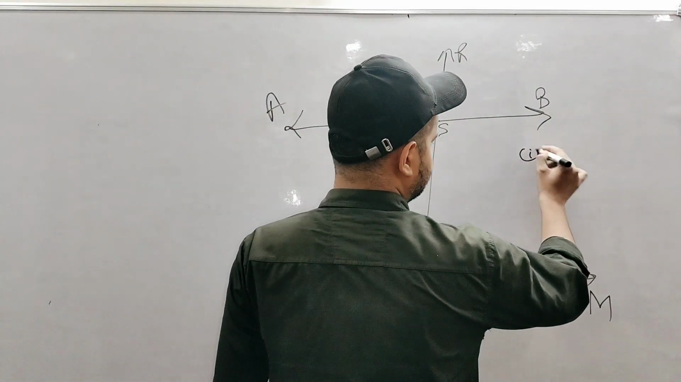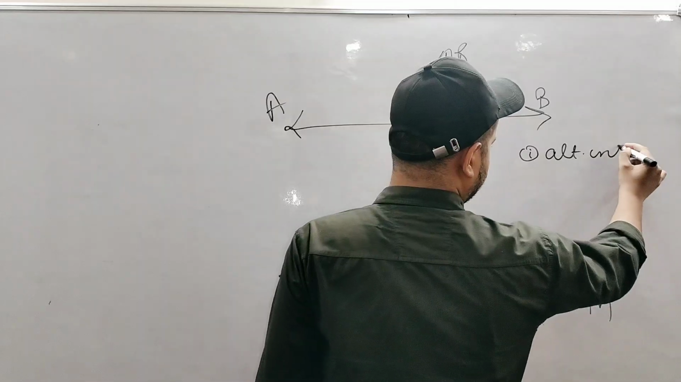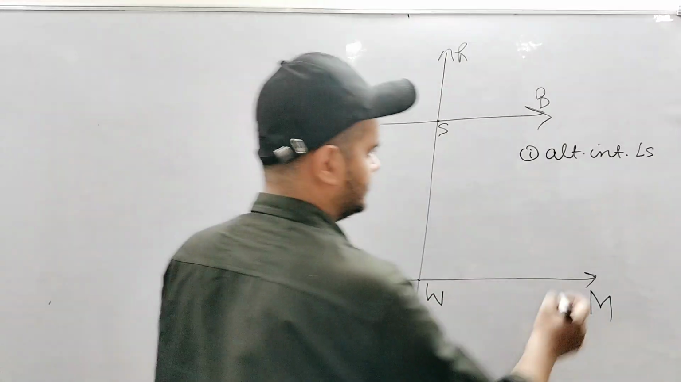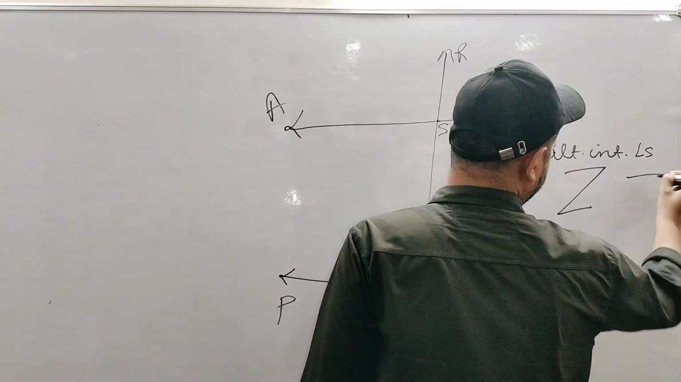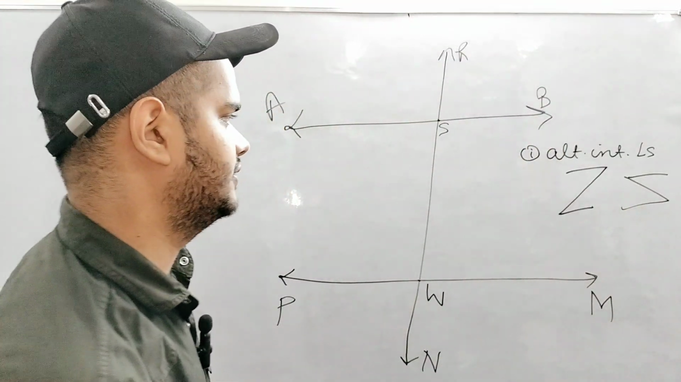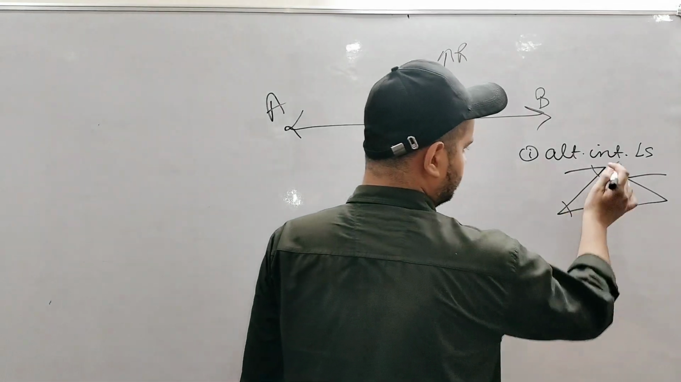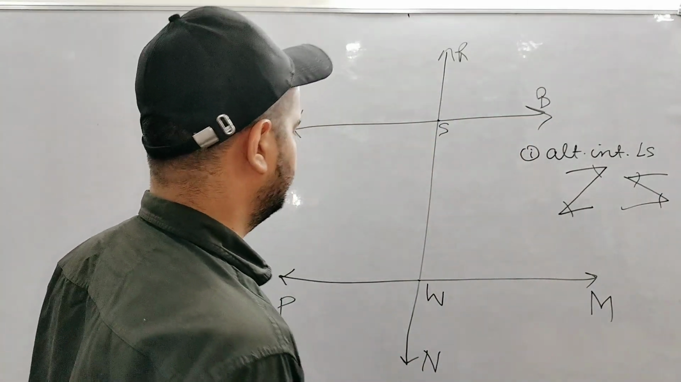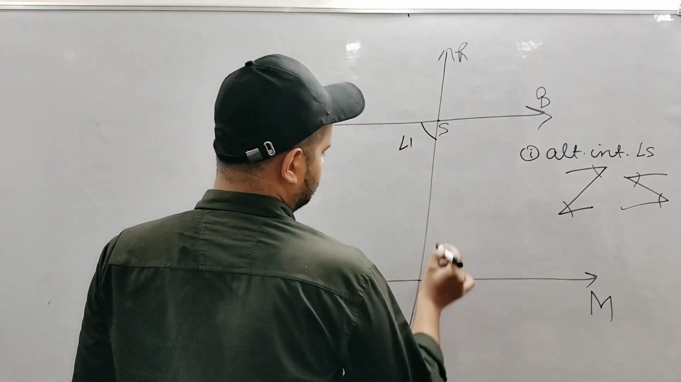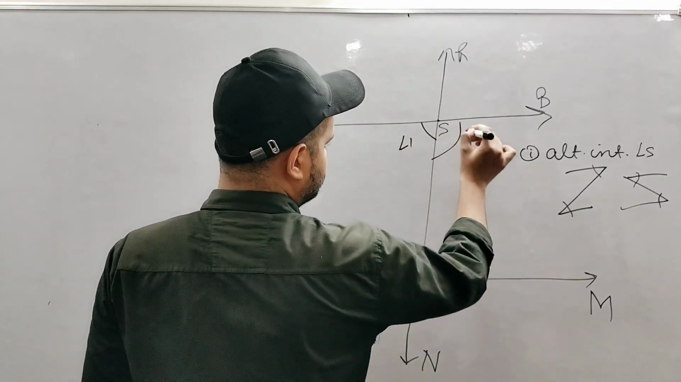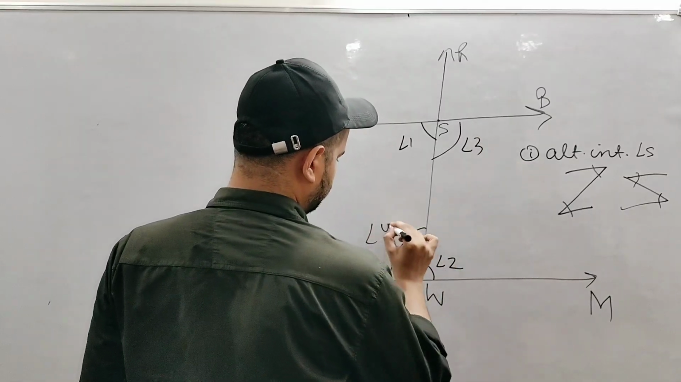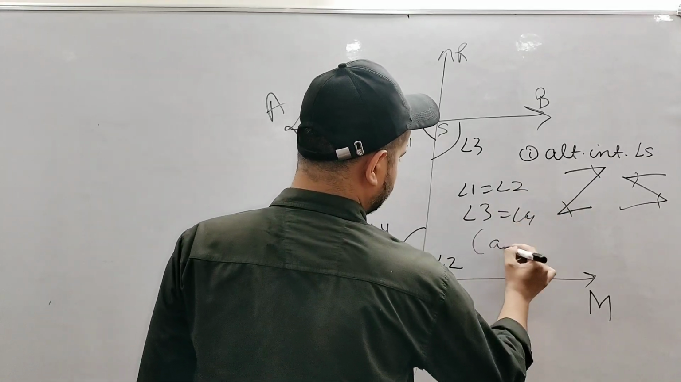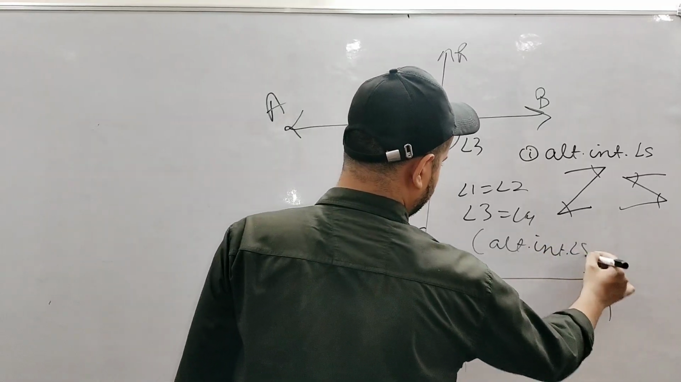Now first of them is alternate interior angles. Note it down. Alternate interior angles, ये Z की शेप में होता है, और ये जो कॉर्नर है, इस पॉइंट पर जो एंगल बनता है वो इक्वल होता है. यानी कि this angle 1 is equal to angle 2, this angle 3 is equal to angle 4. एंगल 1 एंगल 2 के इक्वल और एंगल 3 एंगल 4 के इक्वल. Reason: alternate interior angles.